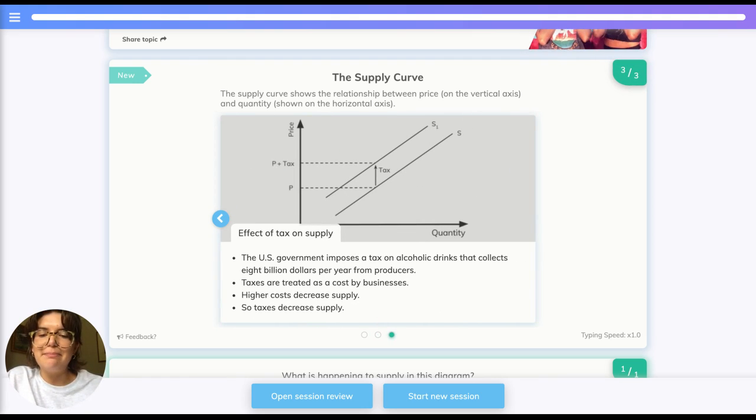The US government imposes a tax on alcoholic drinks that collects around $8 billion per year from producers. Taxes are treated as a cost by businesses, and so higher costs lead to a decrease in supply. Thus, taxes decrease supply.